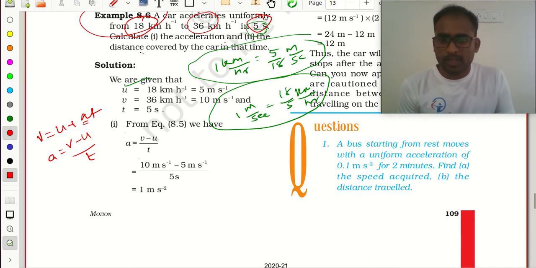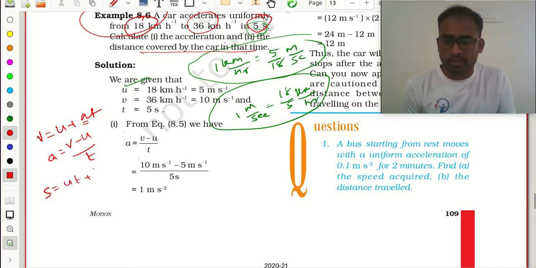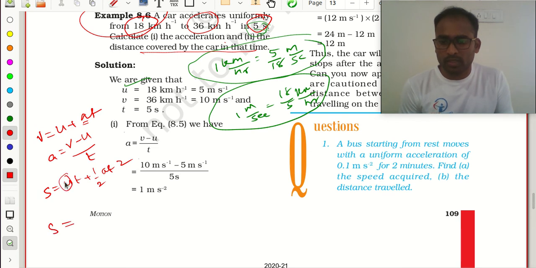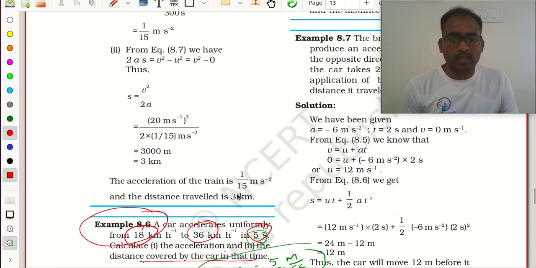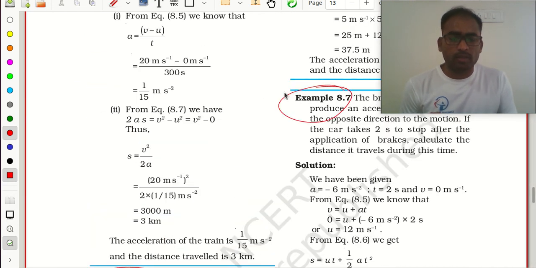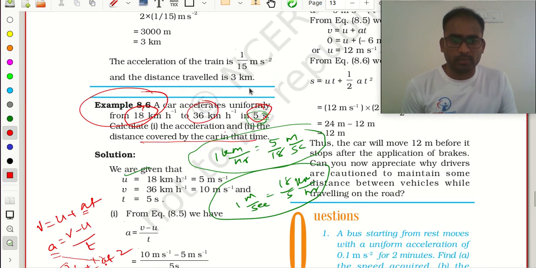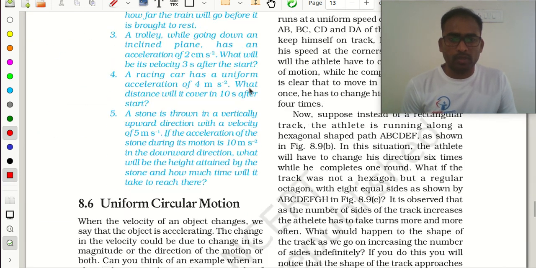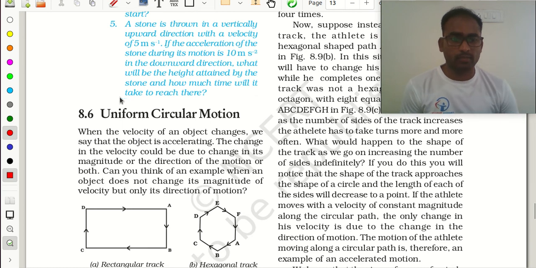Second is the distance covered by the car. We have the position and time relation, S is equal to ut plus half at square. I need to calculate this S. I know this u, I know this t, and I know this a, because I got this a, and I know the time. So I will get the distance covered also. Is it clear? And you solve the remaining problems also. When you do not get the answer for any problem, we will discuss it in the next class.